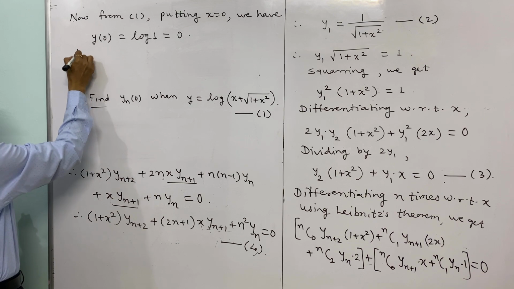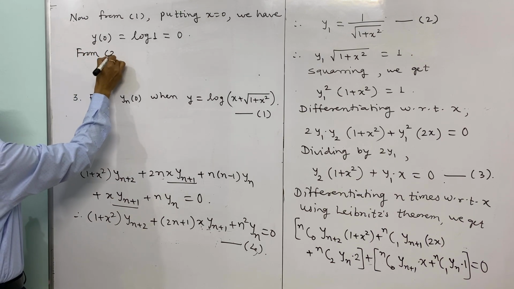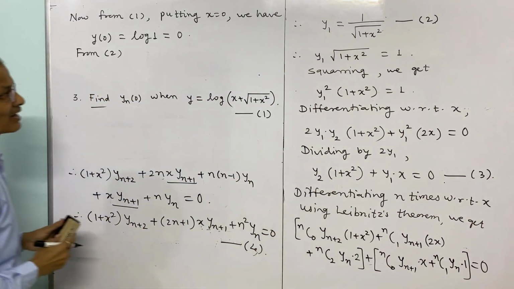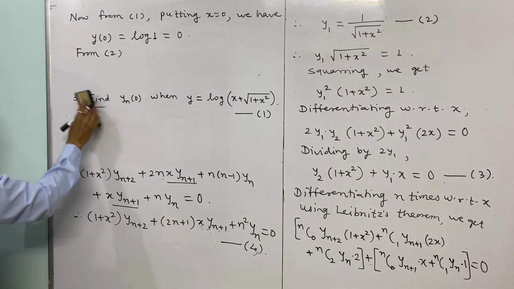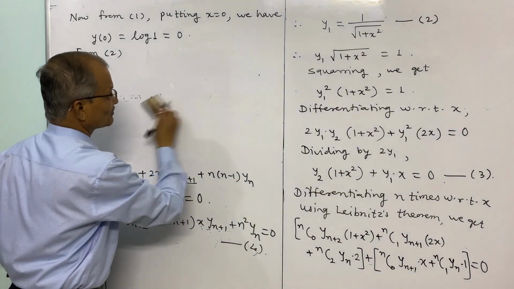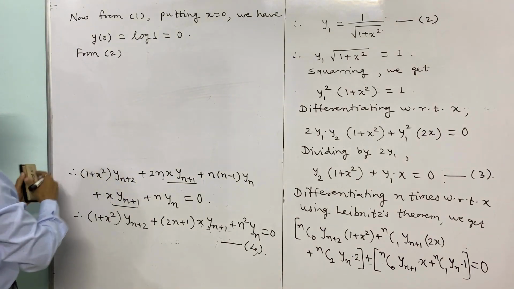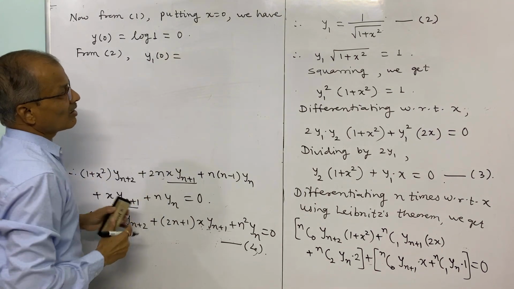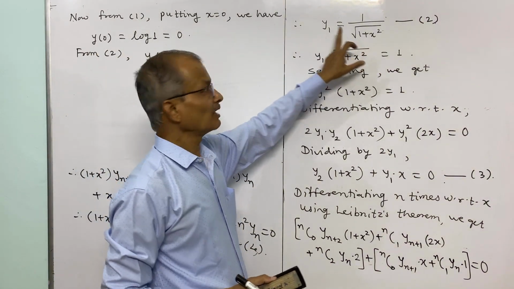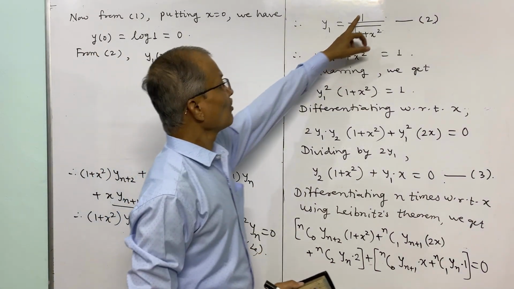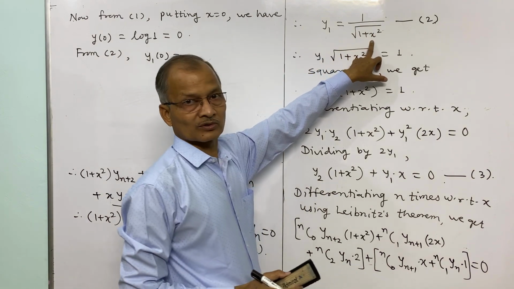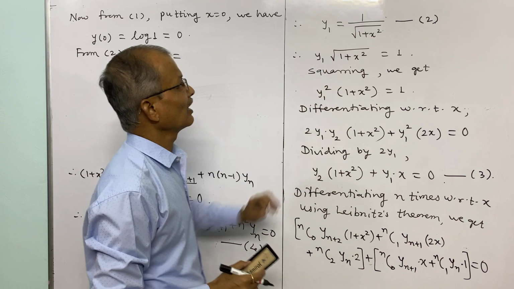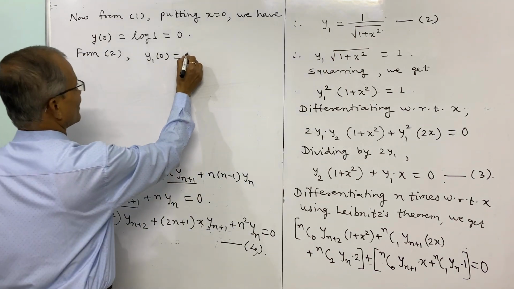From the second equation, this one, we will write y1 at 0. From 2, y1 at 0 is equal to, putting 0 on both sides, 1 divided by root of 1 plus 0 square, and that is root 1, and 1 by 1 is 1.